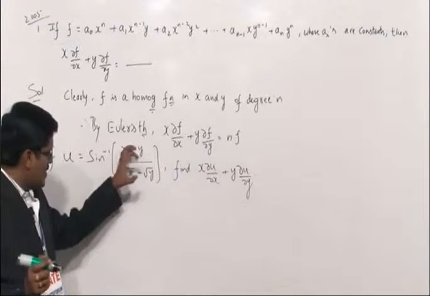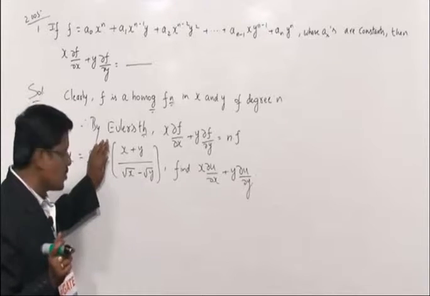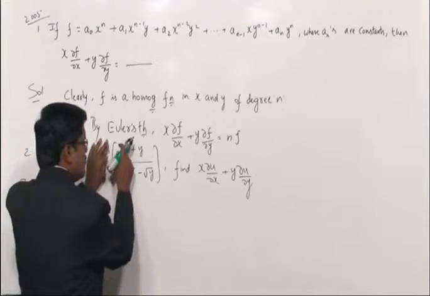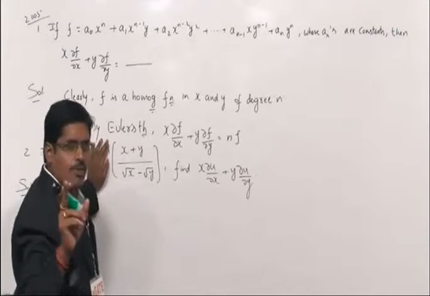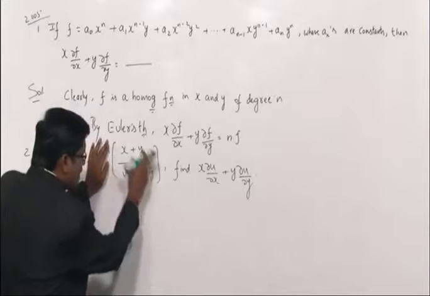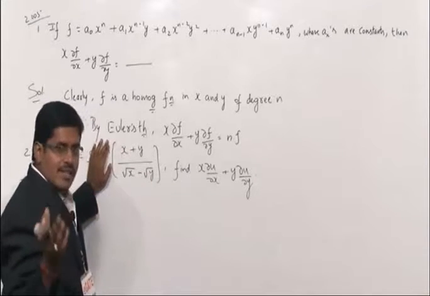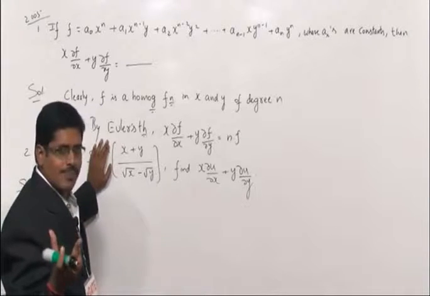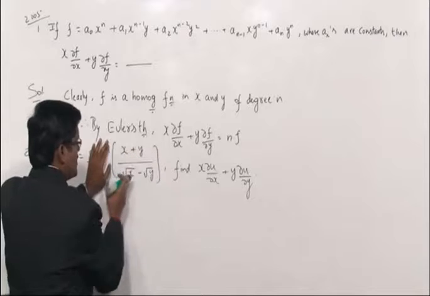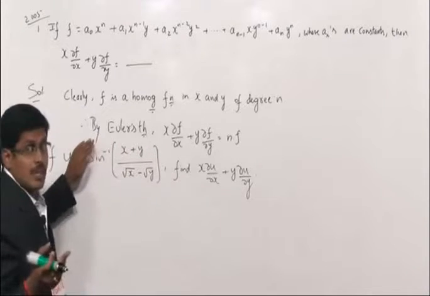Now see, here x and y are pre-operated by some function, sine inverse. If there is no sine inverse, then the numerator has degree 1 and the denominator has degree half. Whenever it is in the form of a quotient, the difference of numerator and denominator degrees gives the total degree. That is 1 minus half, equal to half, whenever this sine inverse is absent.